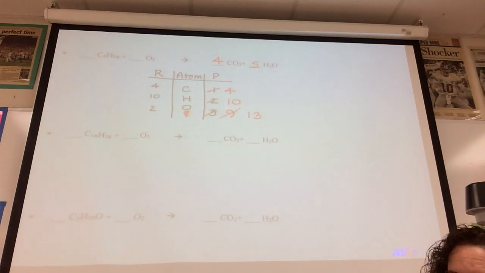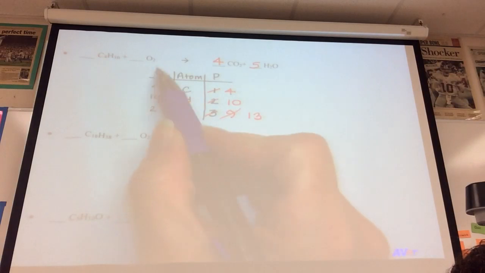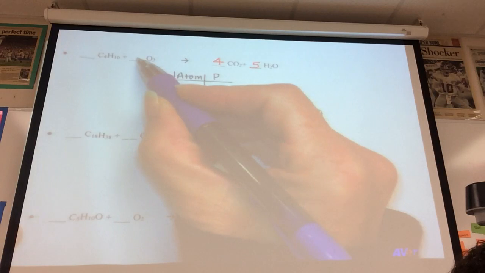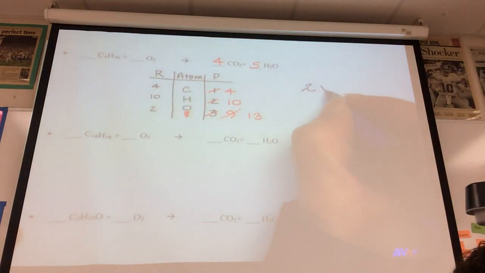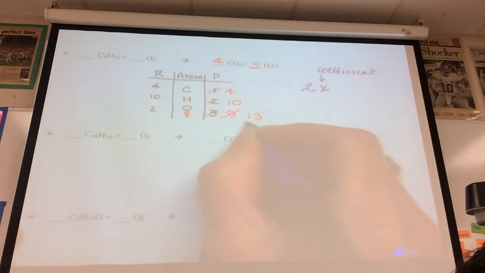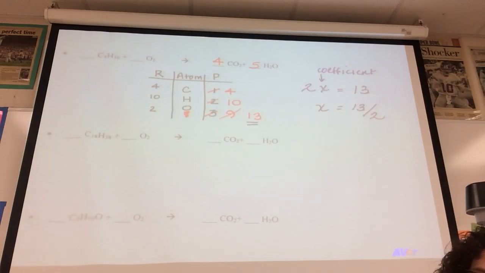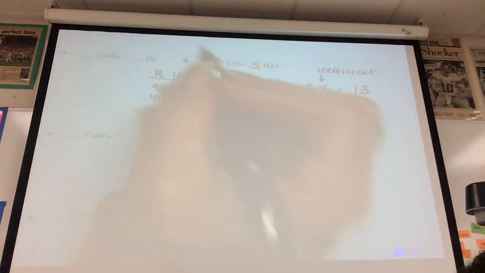What isn't right? The O's. And this is the tricky part. Something times 2 has to equal 13. So there's a couple ways to approach this. So 2 times a coefficient, which I'm going to call x, that'll represent my coefficient, is equal to the total we have on the product side. So think simply as a fraction, x is equal to 13 halves.